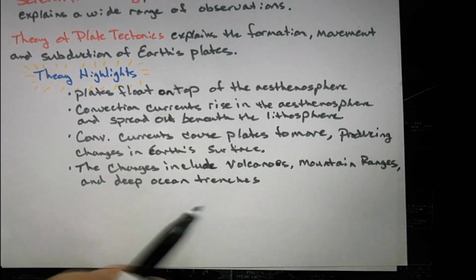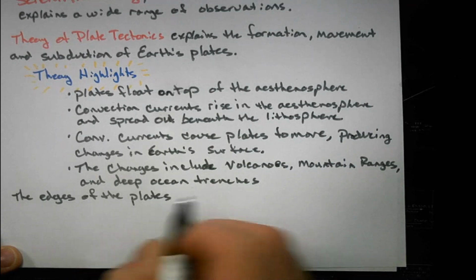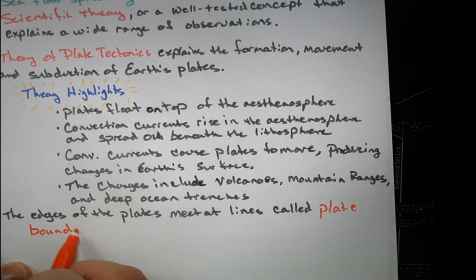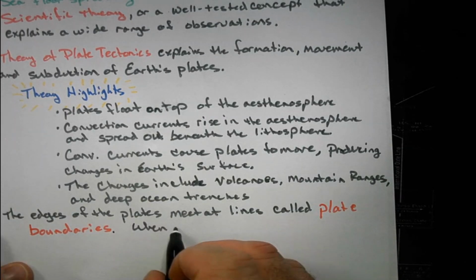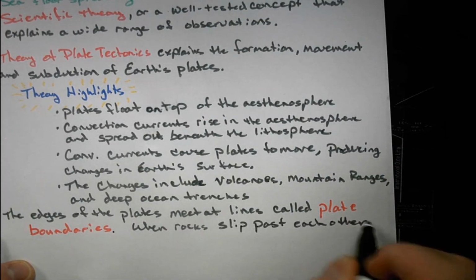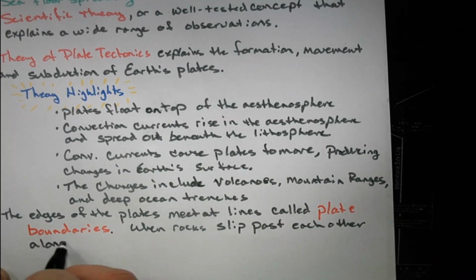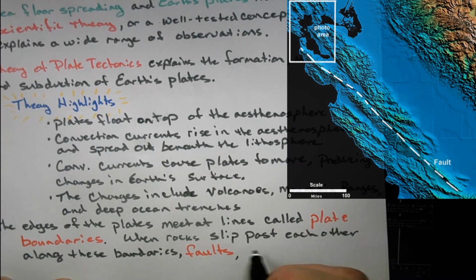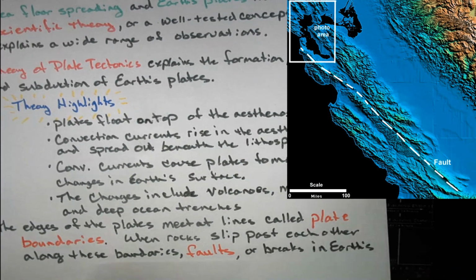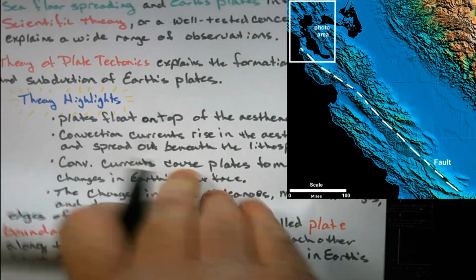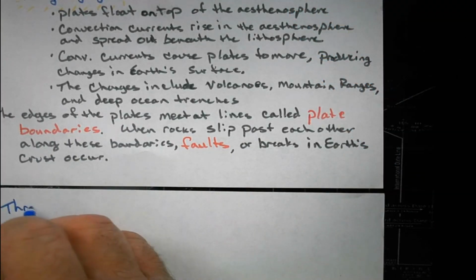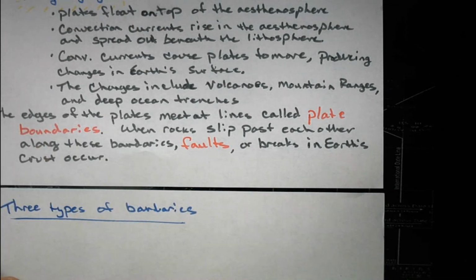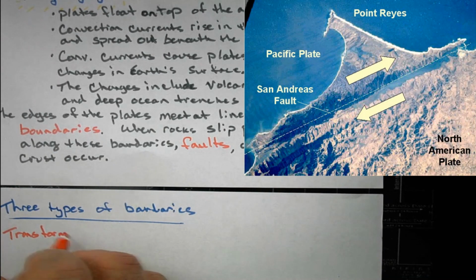The edges of the plates meet at lines called plate boundaries. When rocks slip past each other along these boundaries, faults occur. Faults are also known as breaks in the Earth's crust. There are three types of boundaries. We have a transform boundary.